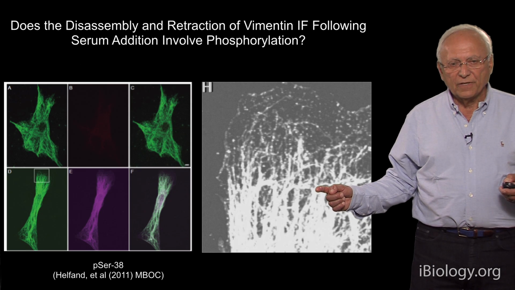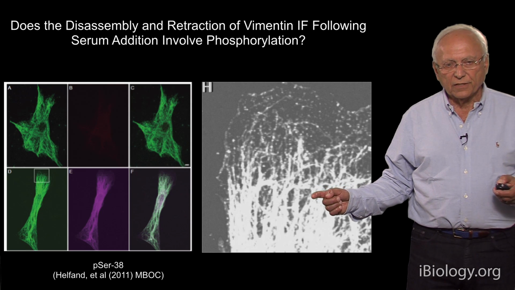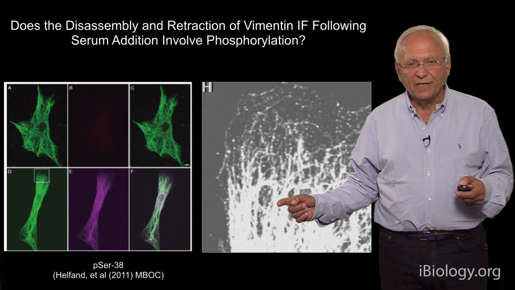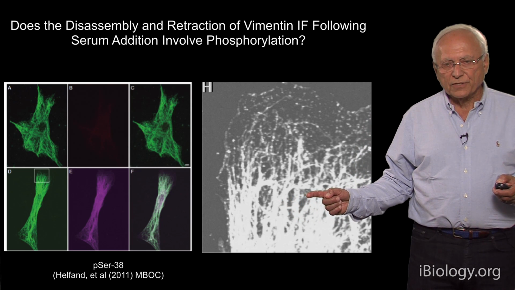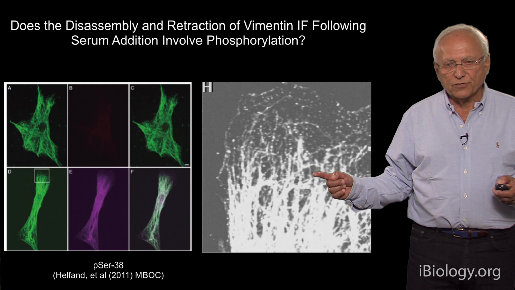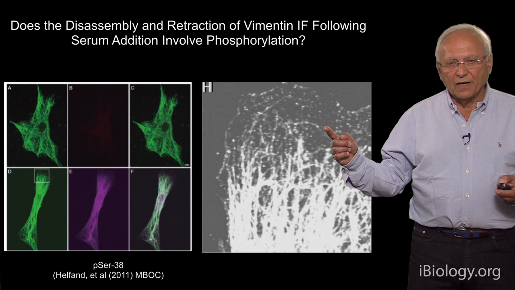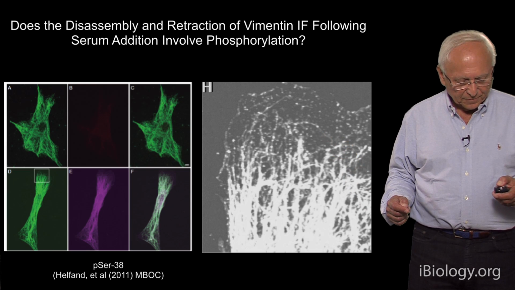But a blow up of the region seen in the first panel, panel D on the left, is seen over on the right side here, where you can see that actually it looks like the Vimentin is retracted back from the surface and that it's left behind particles and short filaments.